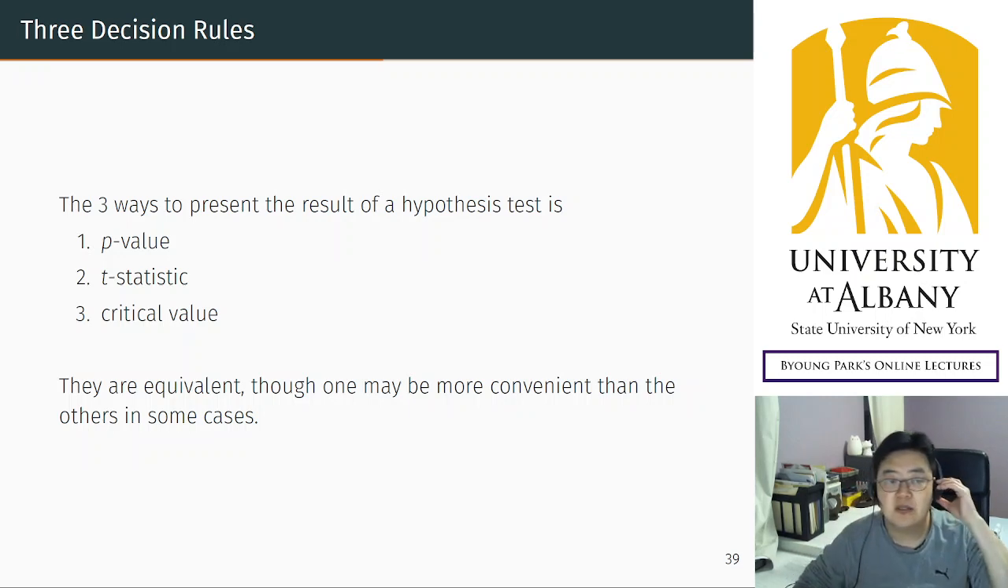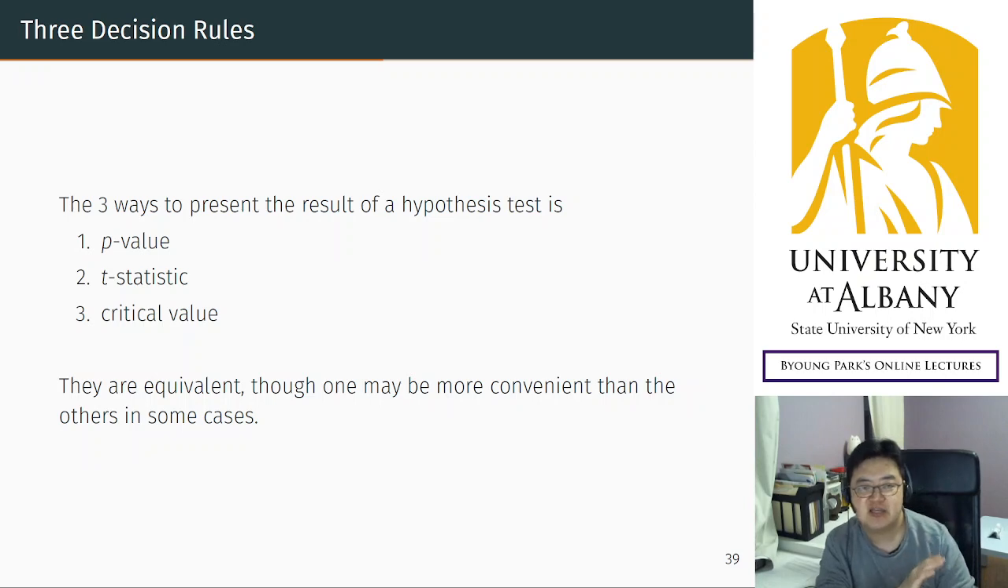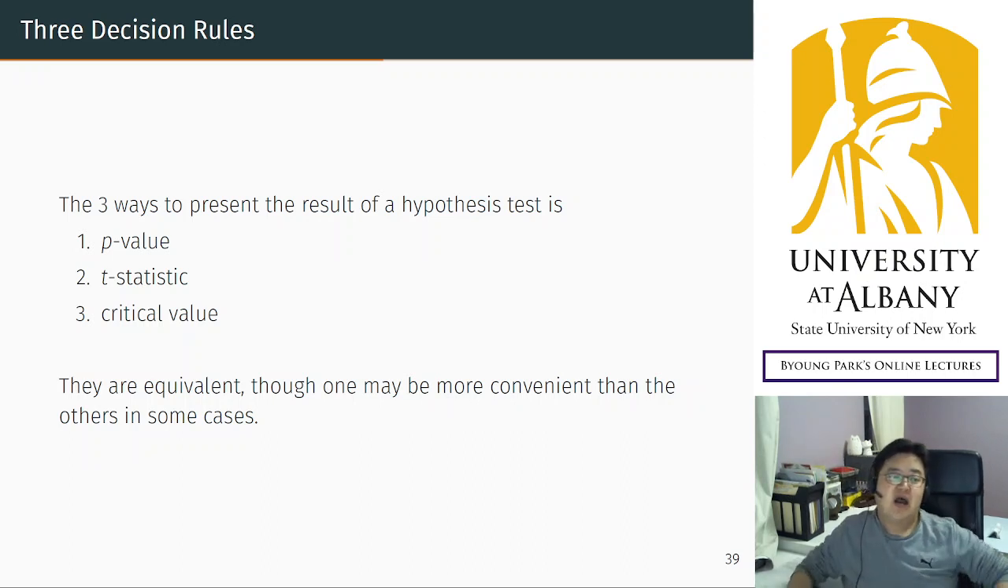Hello. In the last lecture, I introduced the basic framework for hypothesis testing. At the end of the last lecture and today, we are going to study three different ways to make the decision, or three different ways to present the results of hypothesis testing. One is the p-value, another is the T-Statistic Approach, and finally, the critical value approach. I explained the p-value approach in the last lecture.